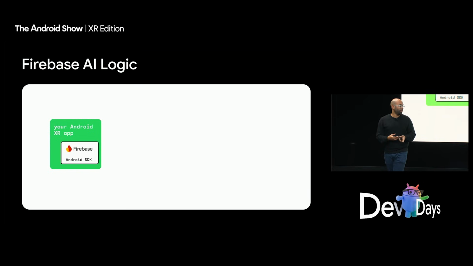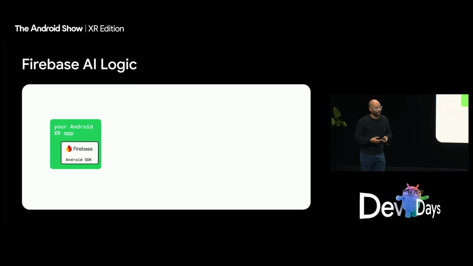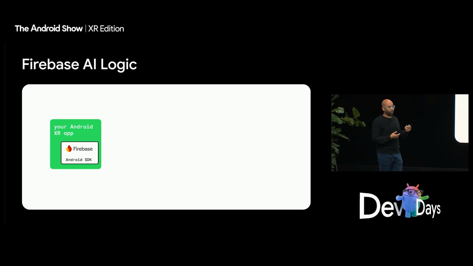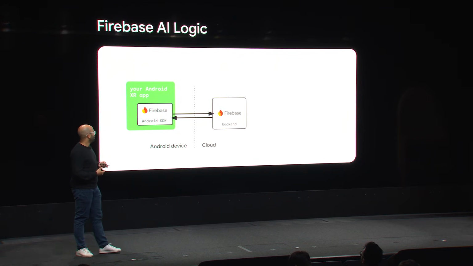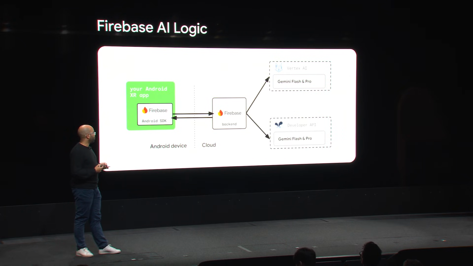So let's take a look at how Firebase AI Logic works. You integrate the Firebase AI Logic SDK in your app, and it will basically act as a bridge between your application and the Firebase backend. And then from the Firebase backend, you can access Gemini Flash and Gemini Pro models either running on Vertex AI or on the Gemini Developer API.